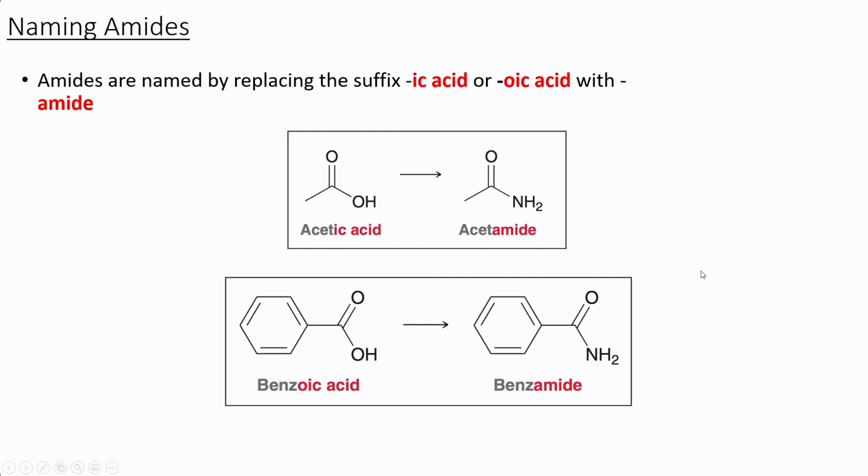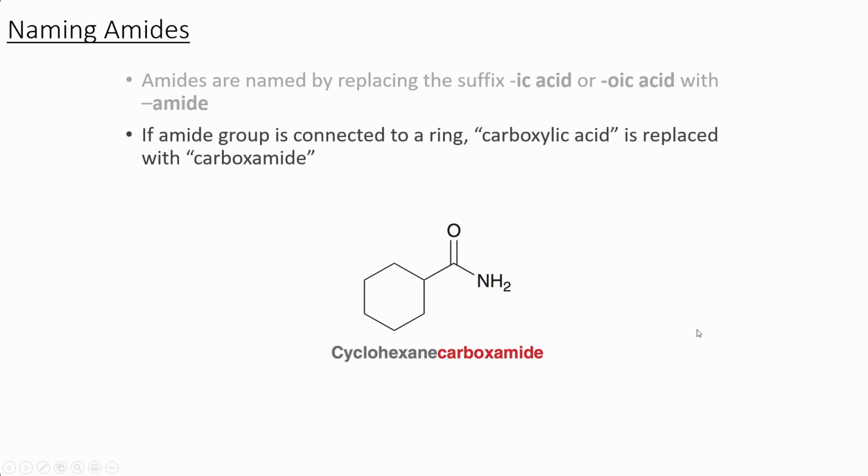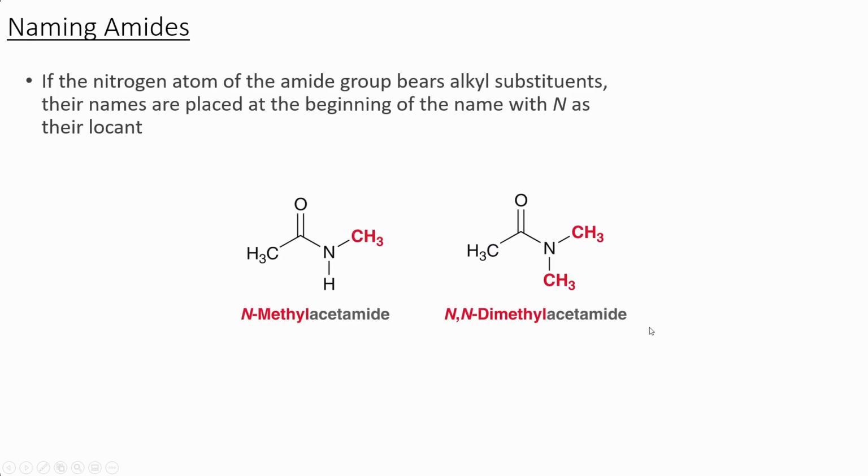For an amide, we're going to replace the ic or oic acid with amide. So instead of acetic acid, we'll have acetamide, or instead of benzoic acid, we'll have benzamide. And if we have the amide attached to a ring, then we'll start with the name of the ring, followed by carboxamide. In some cases, on the amide, we will have substituents on the nitrogen. And if this is the case, then we will begin with the substituents on the nitrogen. So this would be an N-methyl, because we have a methyl group on the nitrogen. And in this molecule, this would be an N,N-dimethyl, because we have two methyls on the nitrogen of the amide.